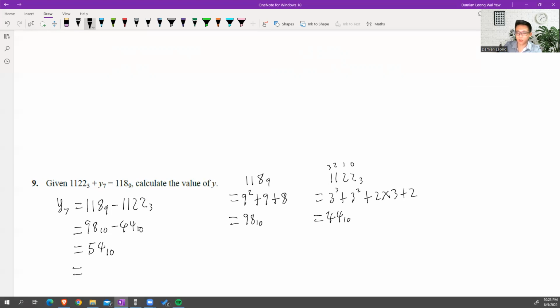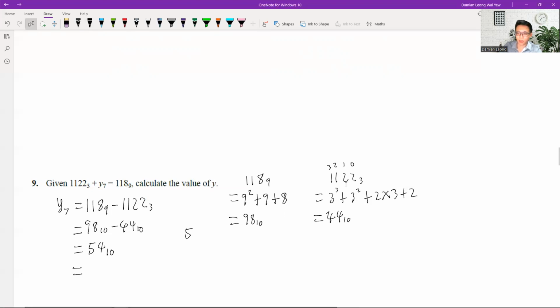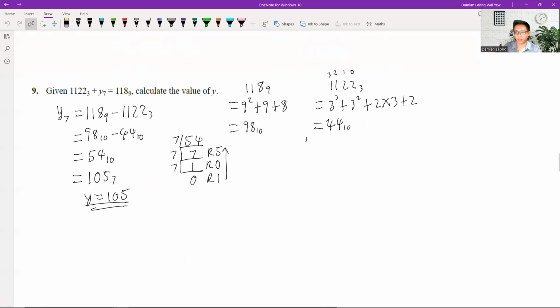Okay, so from base 10 to base 7, again, repeated division, divide by 7. Divide by 7 is 7, remainder 5. Divide by 7 again, 1, no remainder. Divide by 7, 0, remainder 1. So remainder from bottom to top, 105 in base 7. So y is 105. Yeah, that's for question 9 here.